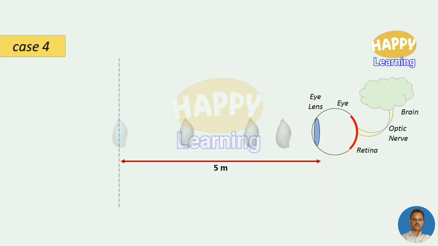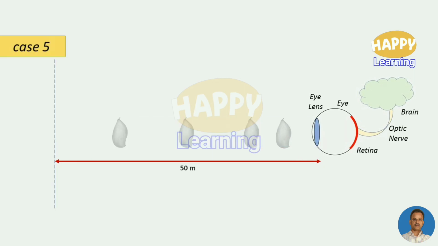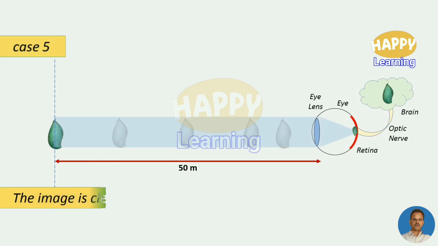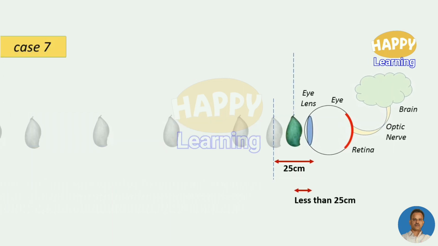Case 4. This time, let the object be at a 5 meter distance. Again, a clear image is formed. Case 5. The object is moved to long distances, for example 50 meters. The image is clear. Now the object is taken to infinity, and in this case also the image is clear.